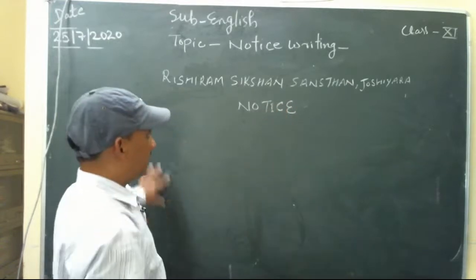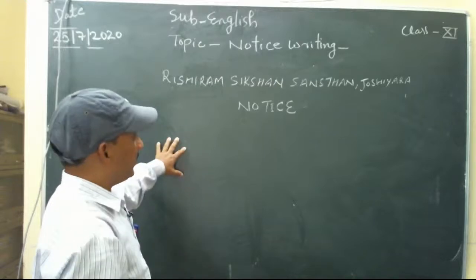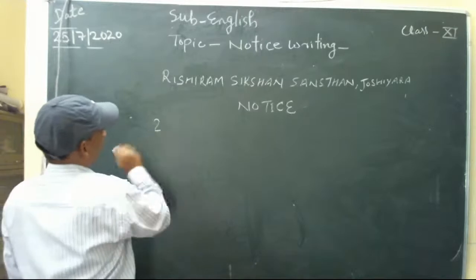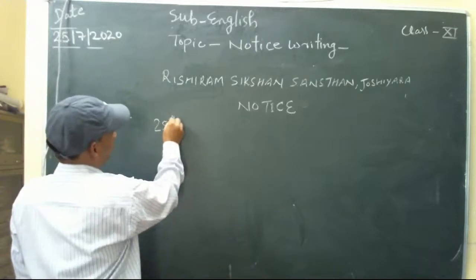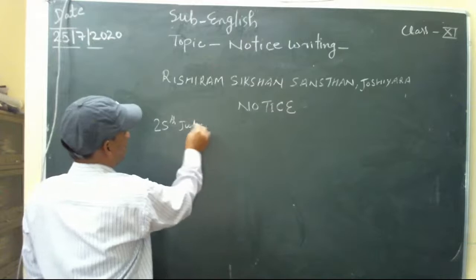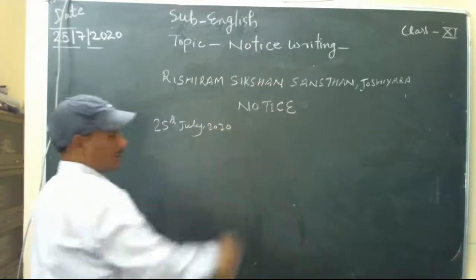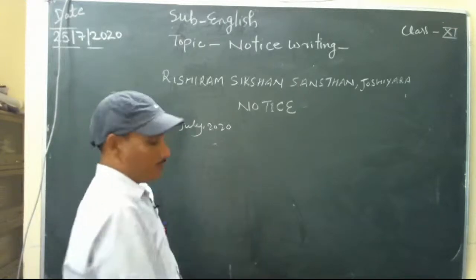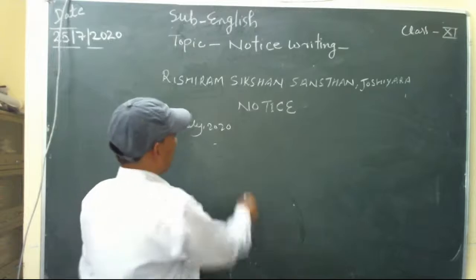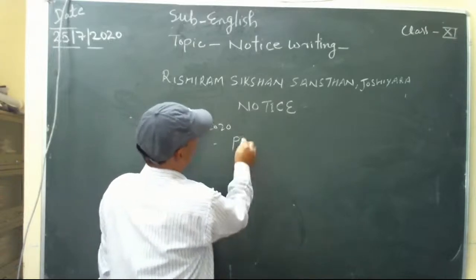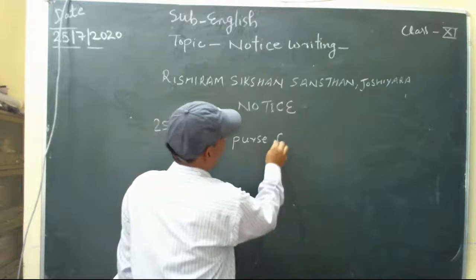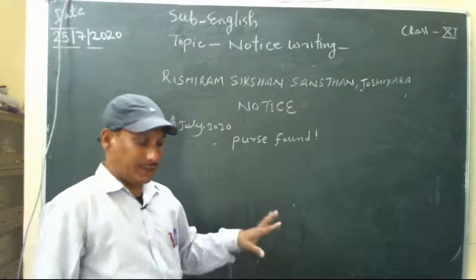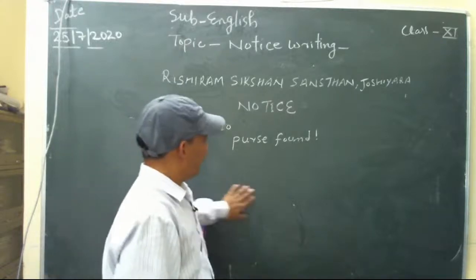Then the date. As I have already told you, you must mention the date on which you are writing or attempting your paper. So today is 5th July 2020. Now you have to write a suitable heading. Simply you can write Purse Found, and you can also add a mark of exclamation, and this will become the heading.